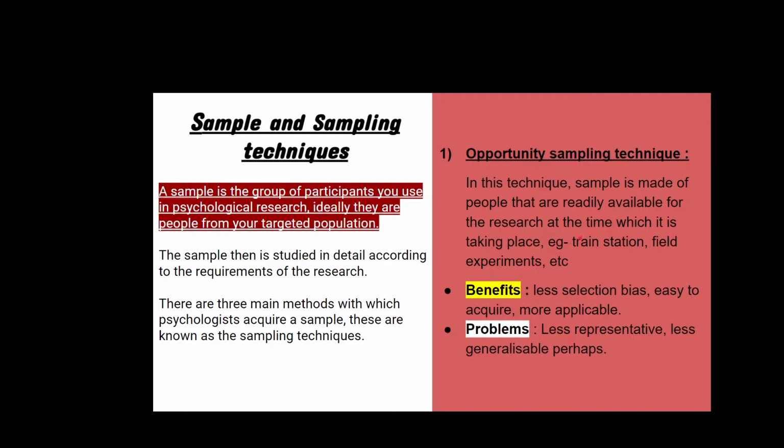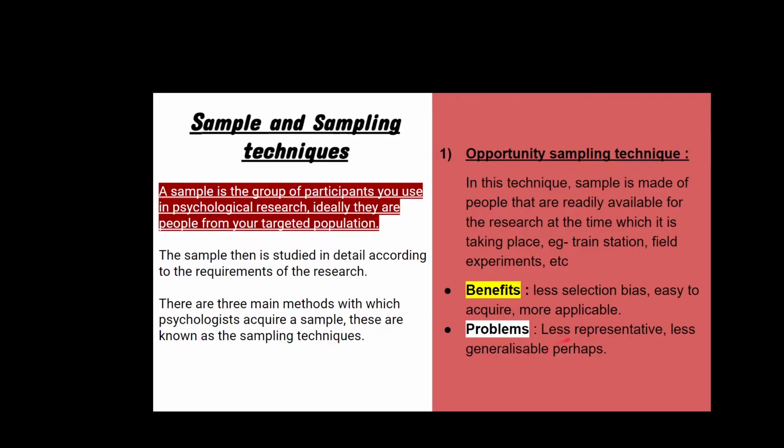The benefit of this technique is that there can be very little selection bias because the experimenter is unlikely to have much of a choice. He will have to make do with the people that he can find at the time of the experiment, and he cannot discriminate on the basis of gender, appearance, or age. The second benefit is that it's easy to acquire because you do not have to look for a sample. Third is that it's more applicable because it's likely that opportunity sampling will be from your targeted population.